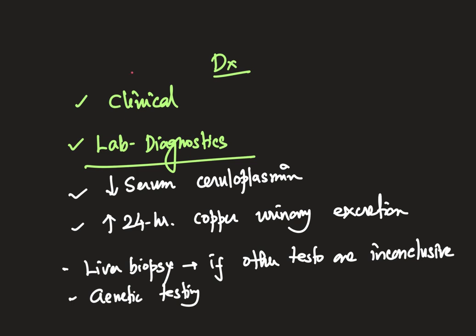And diagnosis, as I mentioned, initially you need to have a suspicion for this. If a young person is presenting with a liver disorder, if somebody less than 35 is presenting with cirrhosis, you should always suspect Wilson disease. Wilson disease does not have a specific liver feature. It can present with acute hepatitis, chronic hepatitis, liver failure, liver cirrhosis. Anything is possible. Plus there will also be other features as I mentioned, the neuropsychiatric manifestations and other features.